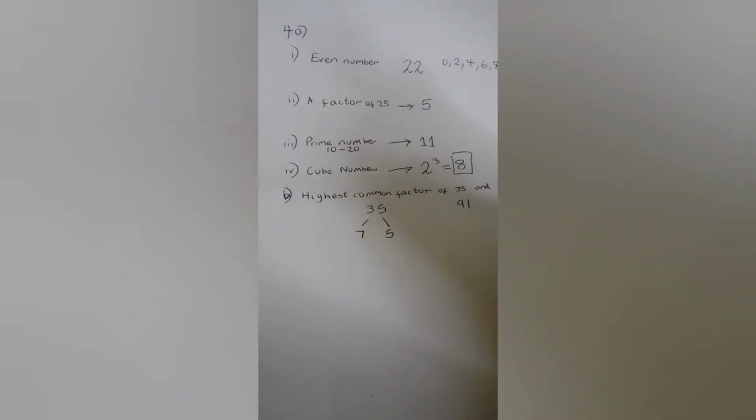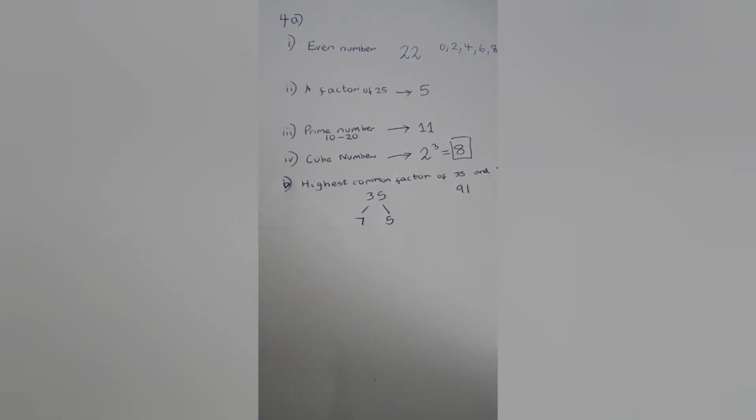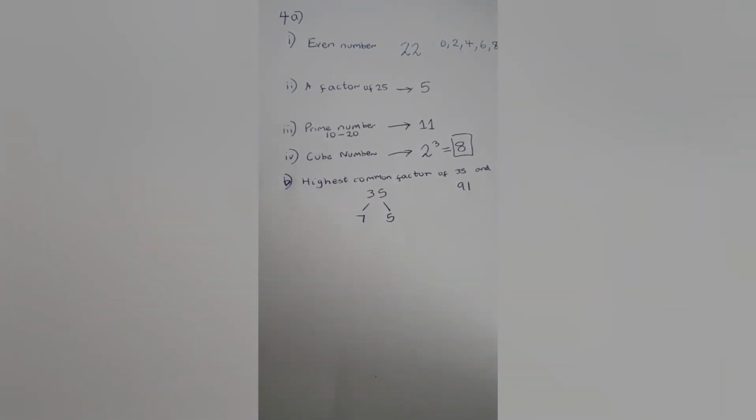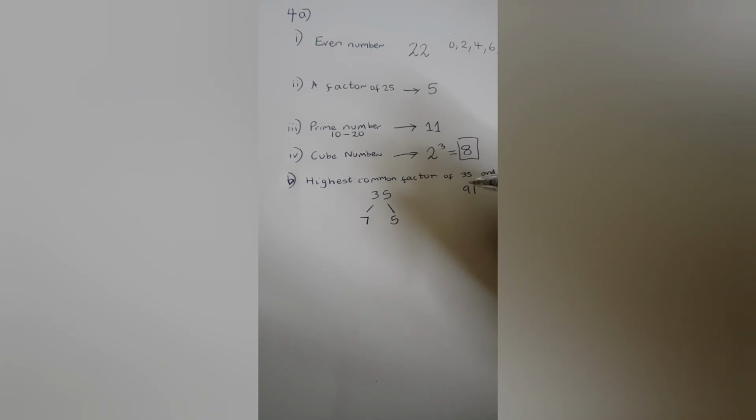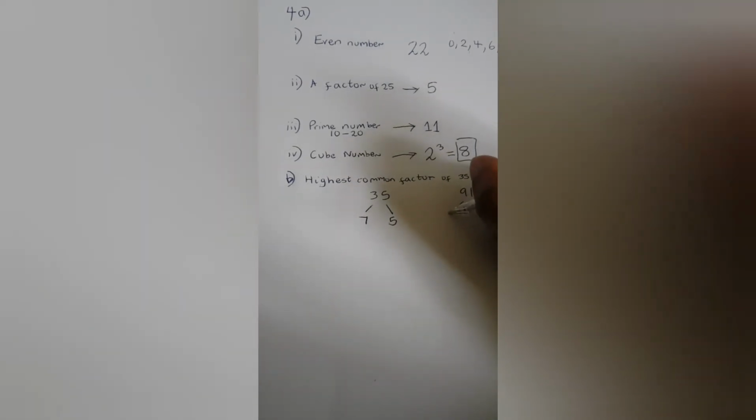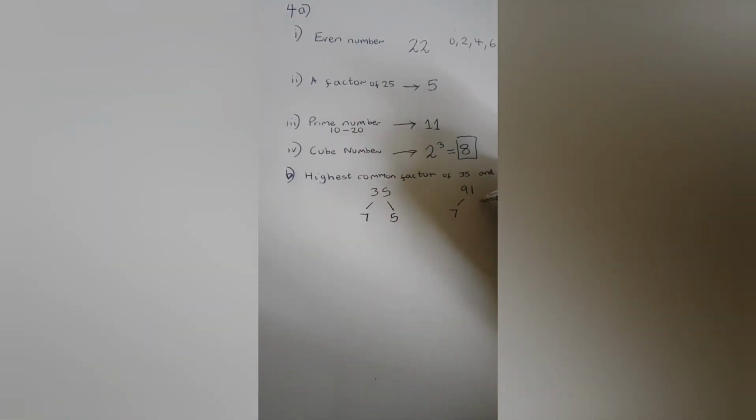So what I would do is go through: does 91 divide by 1? No. Does 91 divide by 2? Does it divide by 3? And so on. So I know that 91 is divisible by 7. So that means 7 times 13 will give you 91. So the common and the highest common factor for 35 and 91 will be 7. And your answer will be 7.